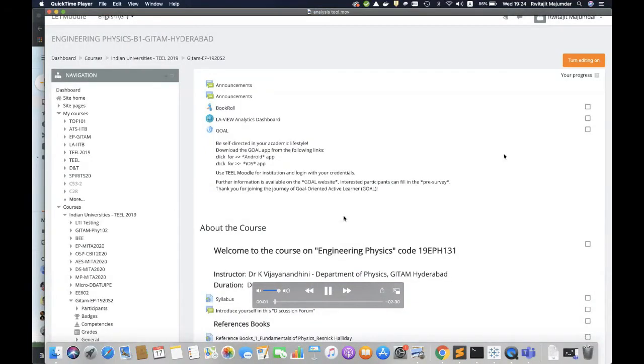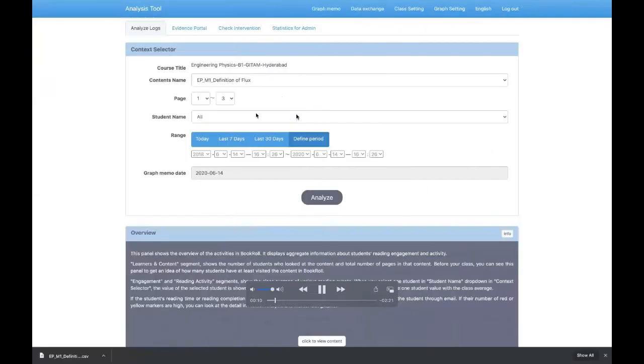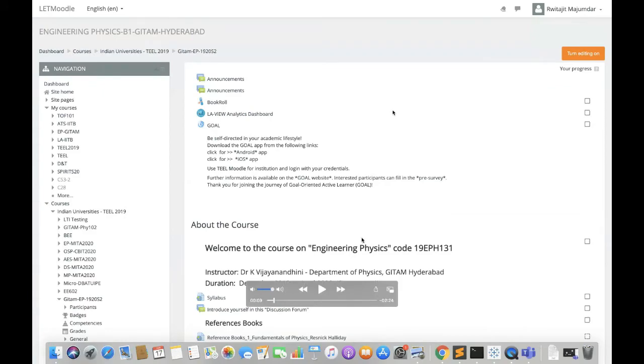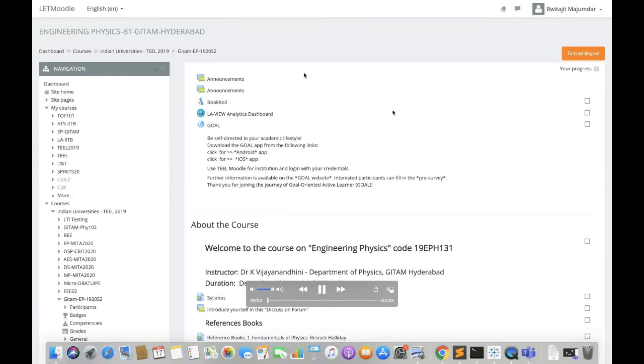Now with all the data of the now with all the data of the students' interaction with the learning material being there, there is a LA view is an analytics dashboard. So with that dashboard, the teacher can sorry. Yeah. Let me give an example of how to use the TEAL platform for teaching learning activities.